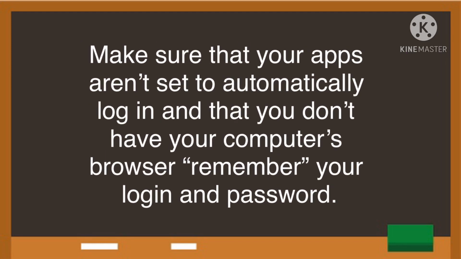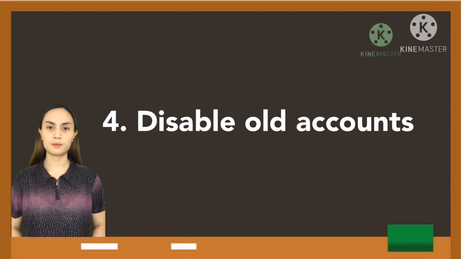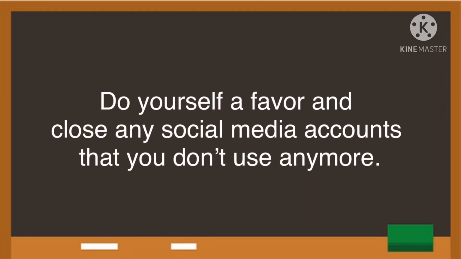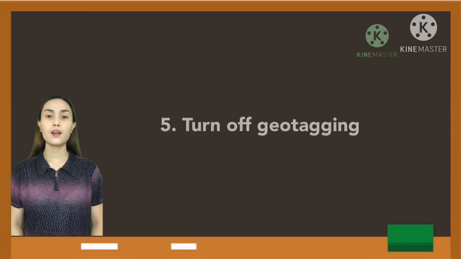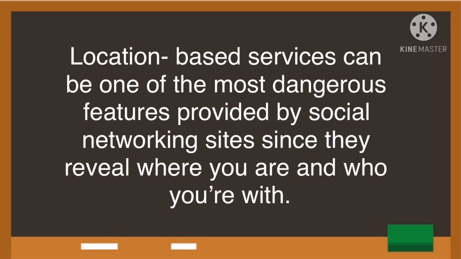Third, never allow automatic logins. Make sure that your apps aren't set to automatically log in and that you don't have your computer's browser remember your login and password. Fourth, disable old accounts. Do yourself a favor and close any social media accounts that you don't use anymore. Fifth, turn off geotagging. Location-based services can be one of the most dangerous features provided by social networking sites since they reveal where you are and who you're with.